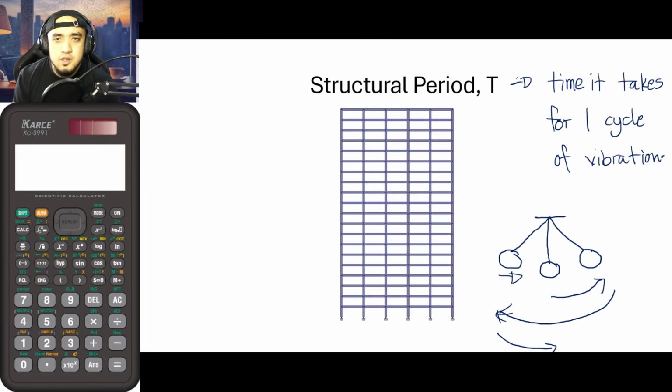But for a structural period, we are only particular here for the time it takes for one cycle. So this is basically one cycle. Going to the right, going to the left, and going back to its original position, that is now one cycle of vibration. Okay, so what is its relation to a structure?